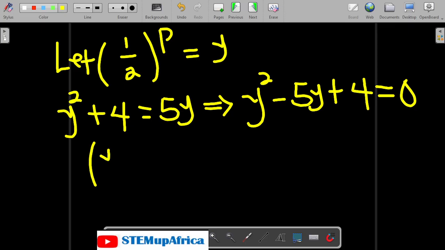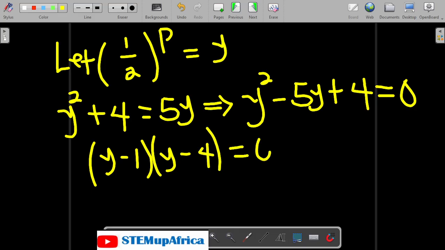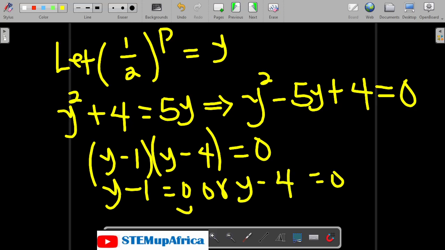So that will give us y minus 1, y minus 4 is equal to 0. That means y minus 1 equals to 0, or y minus 4 is equal to 0. So my y equals to 1 or y equals to 4. But from the question, we are not looking for y, we are looking for n. So let's recall what we called y. We called y as 1 over 2 raised to the power p. So I will say, but 1 over 2 raised to the power p is equal to y.